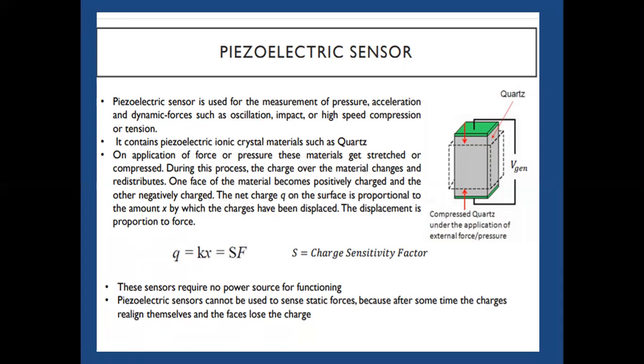Whenever force is applied on the quartz material, the charge over the material changes and redistributes. One face of the material becomes positively charged and the other face negatively charged. The net charge Q on the surface is proportional to the amount x by which the charges have been displaced.